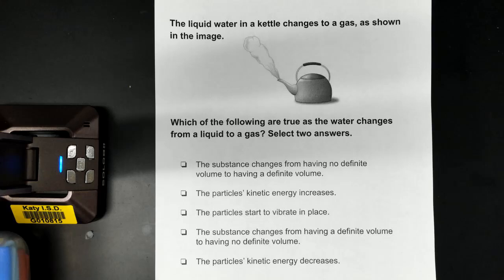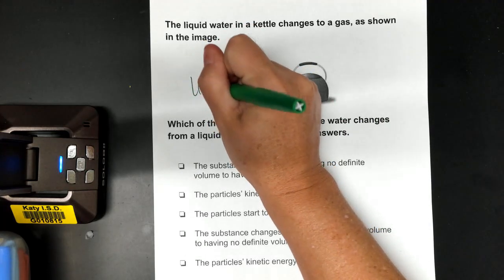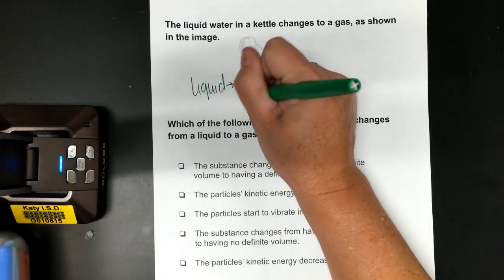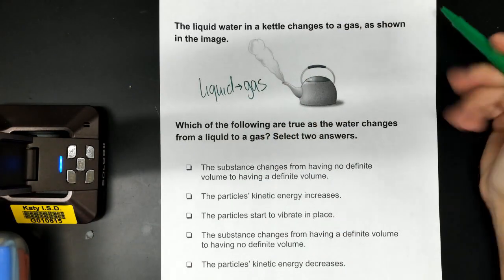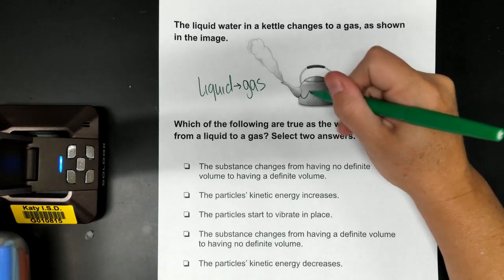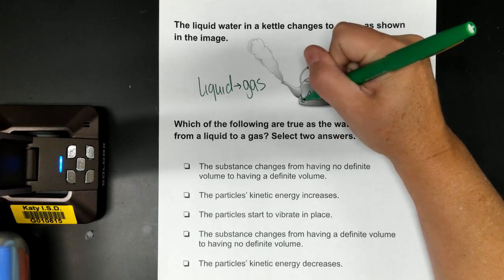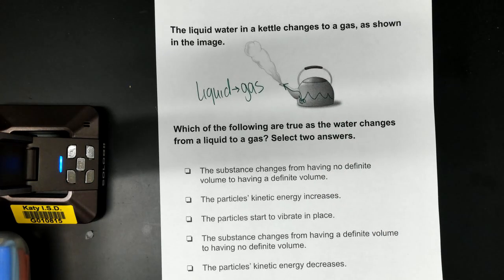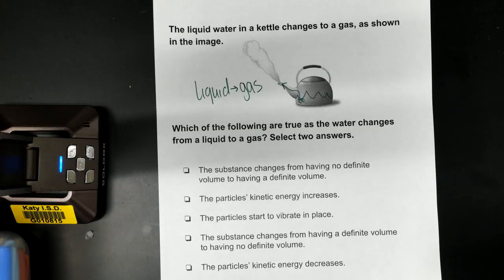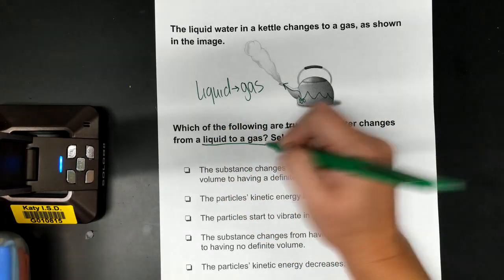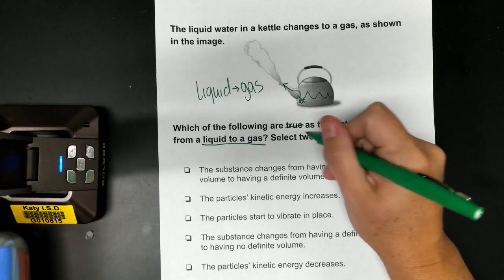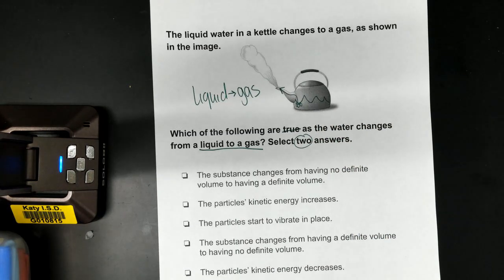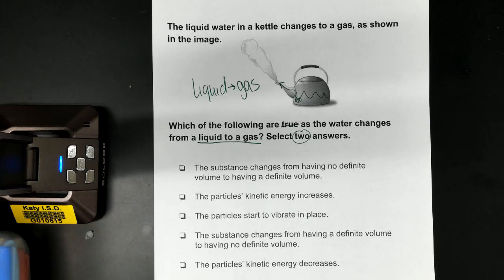All right, the liquid water in a kettle changes to a gas. So we're going from a liquid to a gas, as shown in the image here. So we're imagining there's a liquid in here, the molecules are close together, and they're escaping into a gas. Which of the following are true as water changes from a liquid to a gas? Select two answers. So I know a few things here.